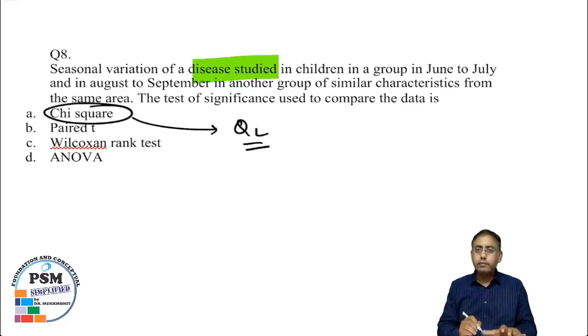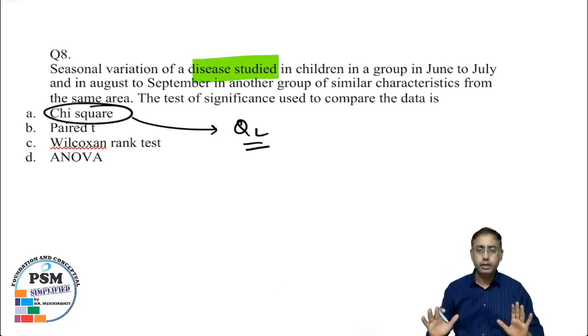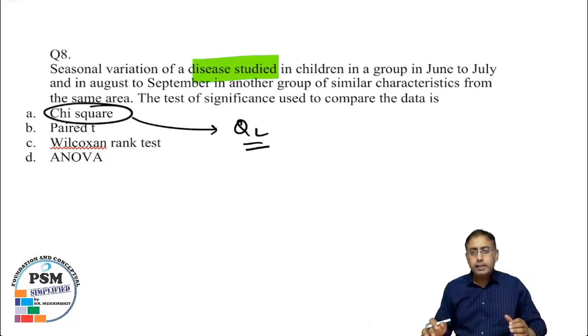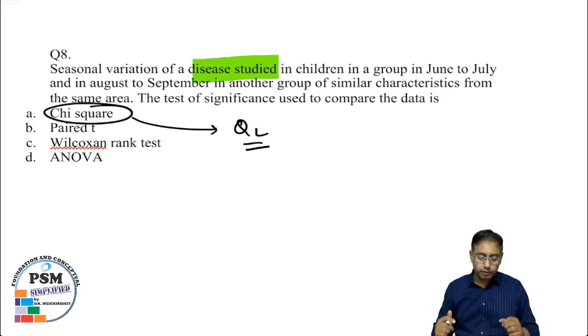So for qualitative data, two groups, I told you 99% people will ask you about paired t-test, unpaired t-test or chi-square. So here we are in your AIIMS exam. We got this question on chi-square test. Paired t-test is a test of significance which we use for quantitative data, where we do pre-post analysis, where you have a single group, you do before and you do after.